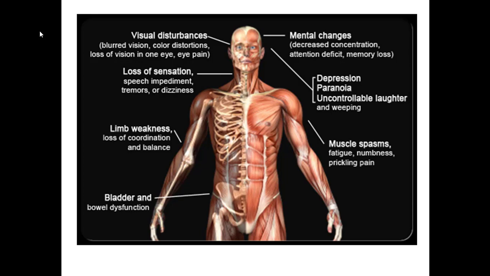Symptoms of MS are visual disturbances. They might have blurred vision or loss of vision, eye pain. They might have loss of their sensations, like their speech. They might have tremors or dizziness. Weakness, limb weakness, loss of coordination and balance. They might have bladder and bowel dysfunction.